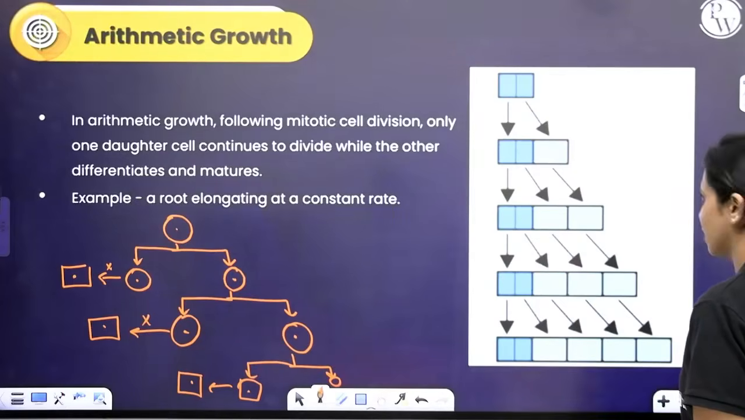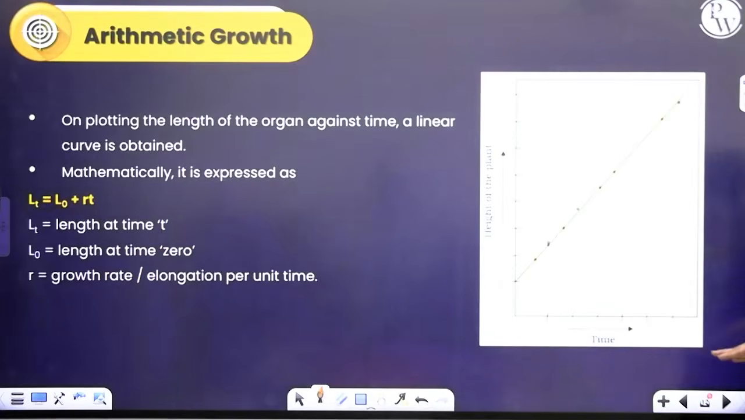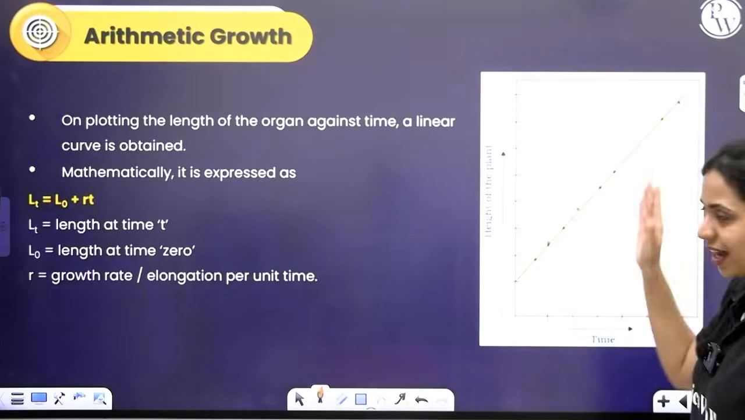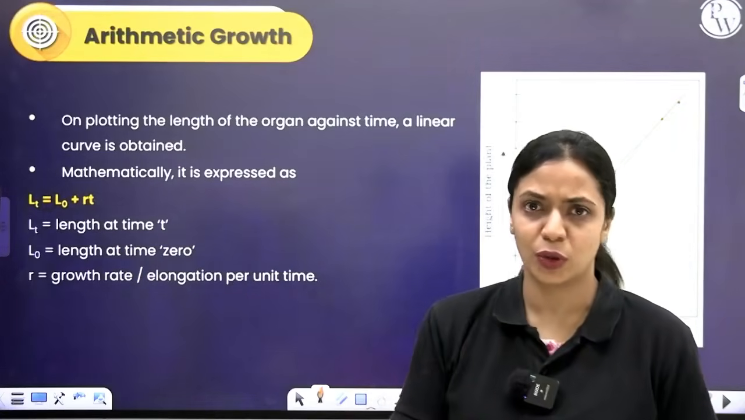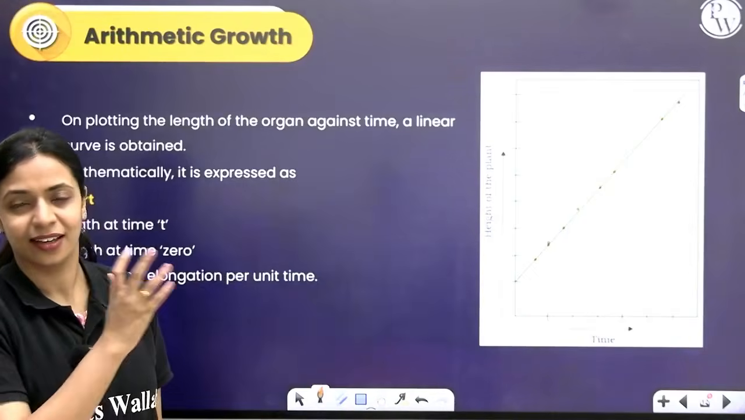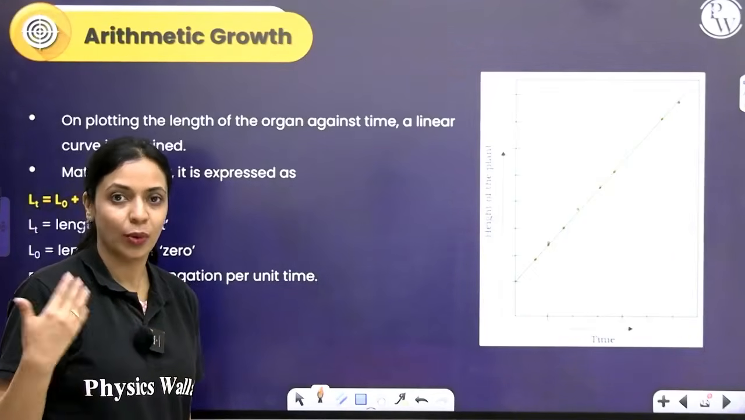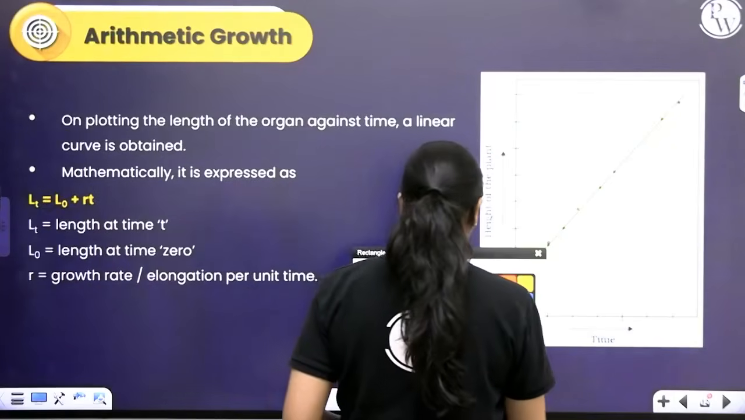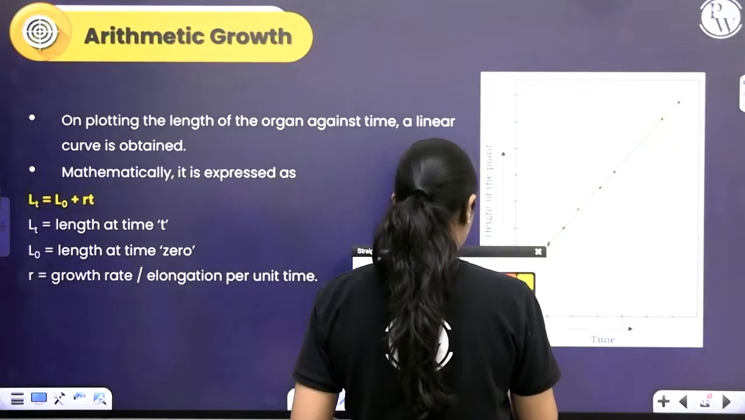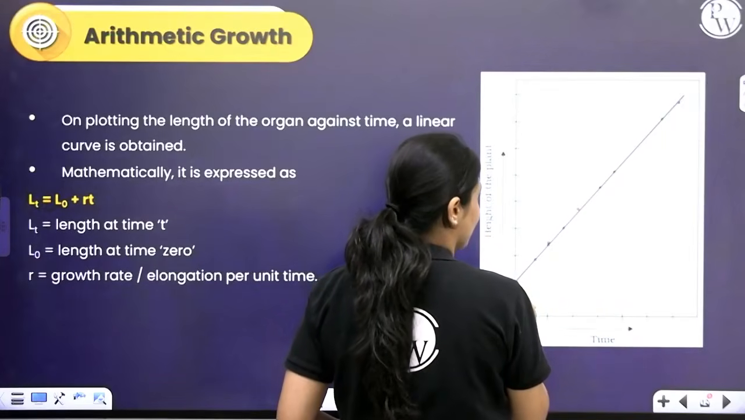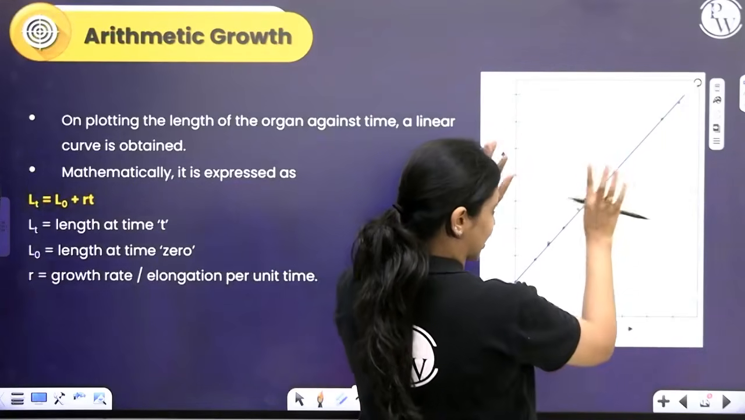And if you represent this on a graph where you have time on the x-axis and, for example, height of the plant on the y-axis, it could be the length of the root, length of the stem, height of the stem, whatever. Length is usually arithmetic. That is how it grows. So you can see how in the graph you will get a straight line. At a constant rate, it is getting increased.